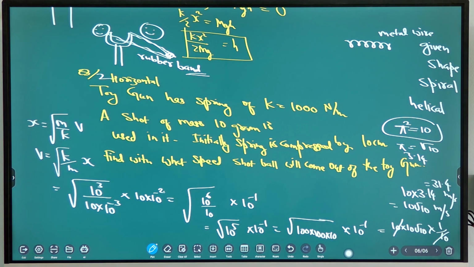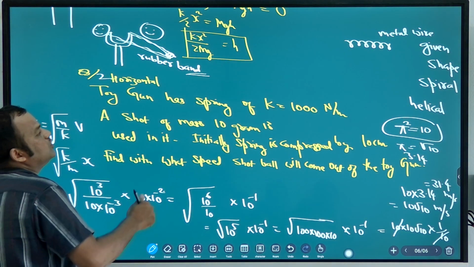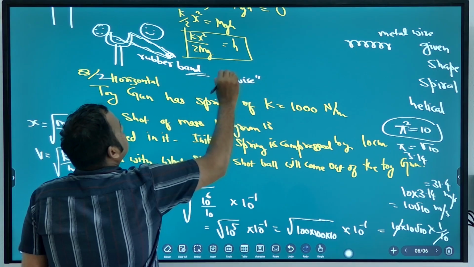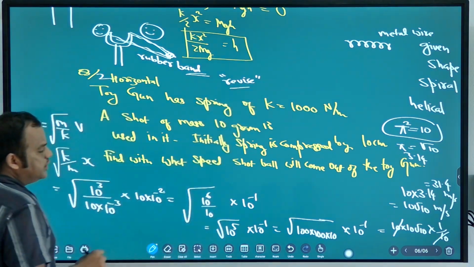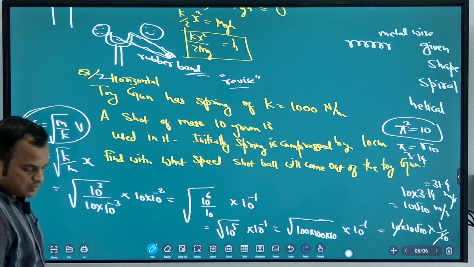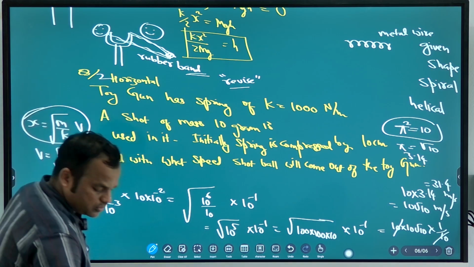Okay, are you getting it? Okay, good. So note down. You have to revise it. Keep revising and memorize this formula. Okay, fine. Any more questions?